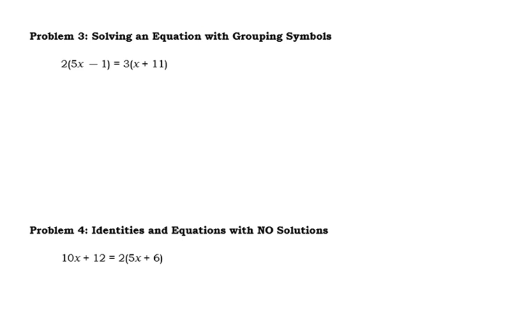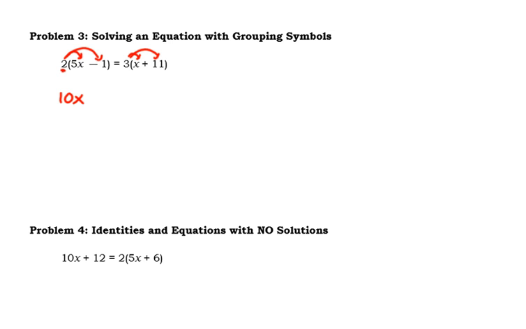Okay, let's look at the next example. Problem 3 says solving an equation with grouping symbols, our distributive property. When you have a number in front of parentheses, you have to multiply that number through the parentheses, only with addition and subtraction. Same thing on the right-hand side. We've got a number next to parentheses with addition and subtraction, so we're going to use our distributive property.